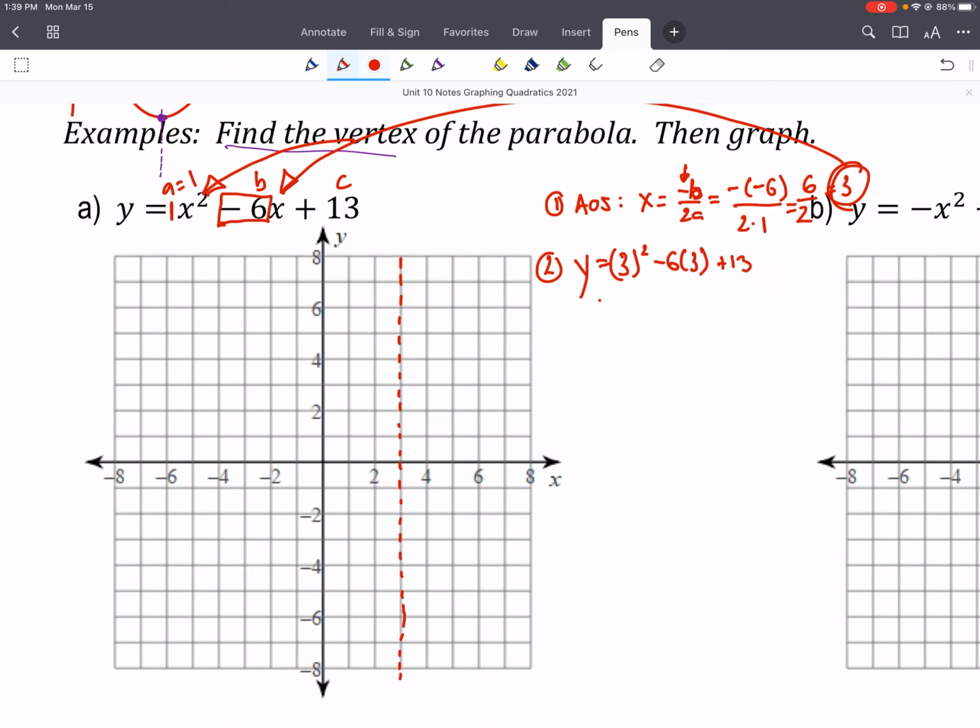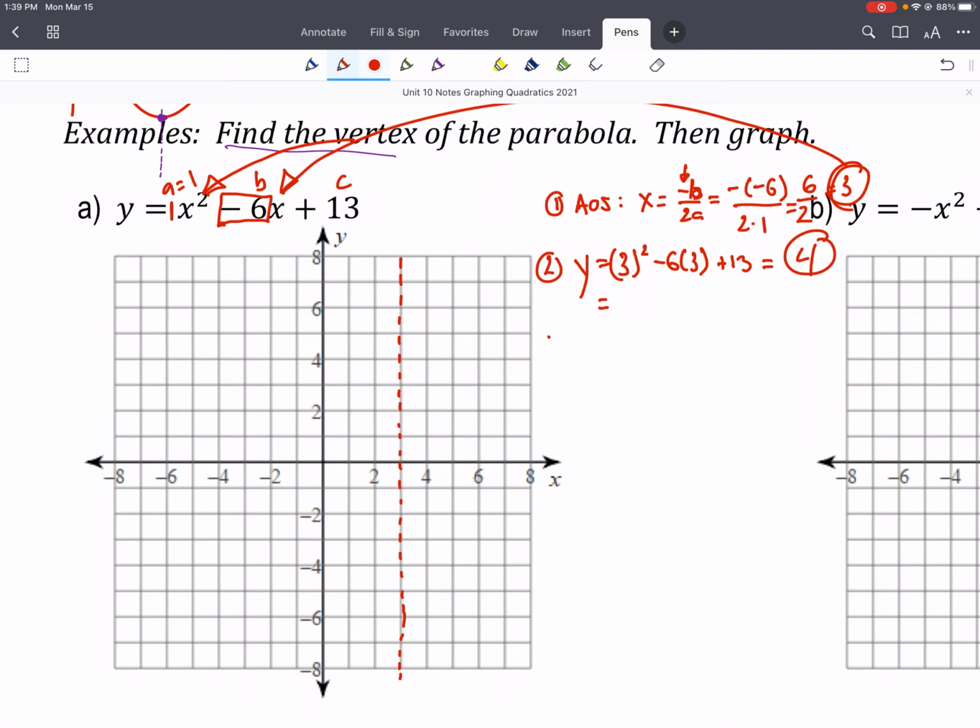And I wouldn't expect anyone to do this by hand. You're welcome to just use your calculator, and if you have questions on how to do that, just let me know. So again, when you plug it into your calculator, please include those parentheses. So parenthesis 3, close parenthesis, square it, minus 6, and then parenthesis 3, close parenthesis, and then plus 13. Just how it looks. And you end up getting 4.